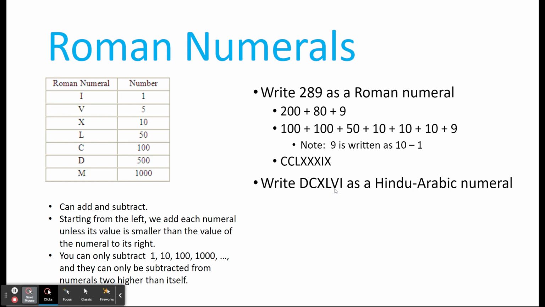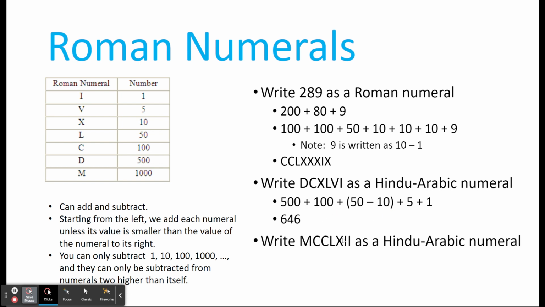50 minus 10. And then we have a V, which is 5. And then we have the I at the end here, which is 1. So we write this out: 500 for the D, 100 for the C, XL is actually 50 minus 10, and then we've got 5, and then we've got 1. So that's 646.